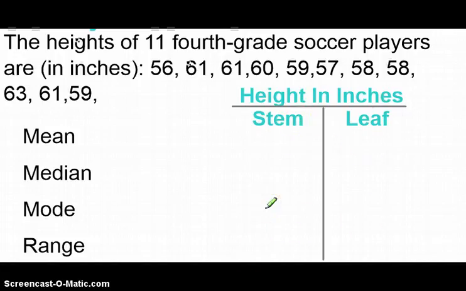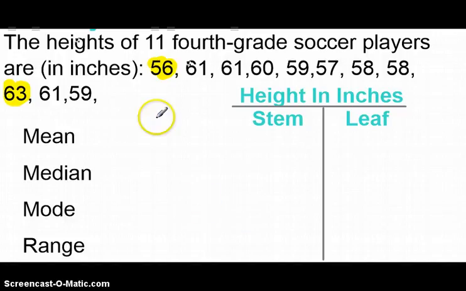What you want to do is look at your data set and find the lowest number, and then locate the highest number, which in this case would be 63. We're going to look at how many place values are in each number. We have a ones and a tens. So in this case, our stems are going to be the tens and our leaves are going to be the ones position.